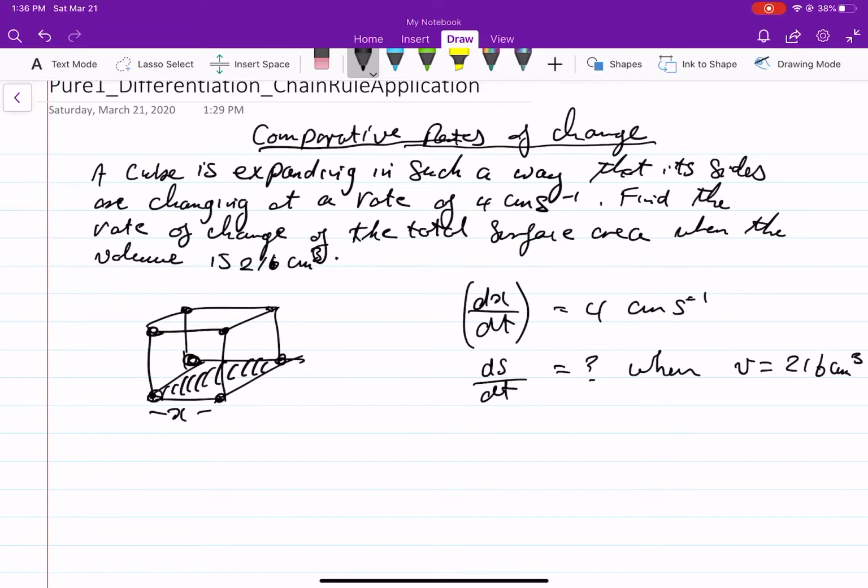A cube is expanding in such a way that its sides are changing at a rate of 4 cm per second. Find the rate of change of the total surface area when the volume is 216 centimeters cubed. This is actually an example problem from the text. It's on page 426. Well, let me put my spin on it. So we're given the rate at which one of the sides is increasing. I've drawn my little cube there. The rate at which the side is increasing is 4 cm per second. They want the rate at which the surface area is going to increase when the volume is 216.